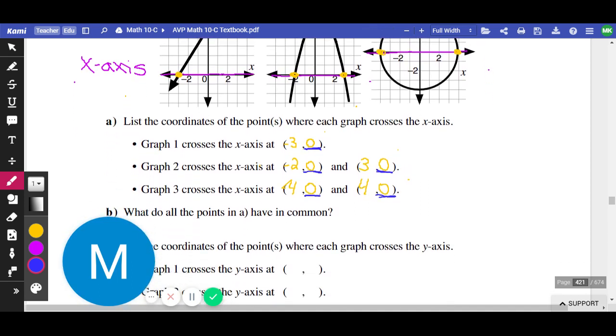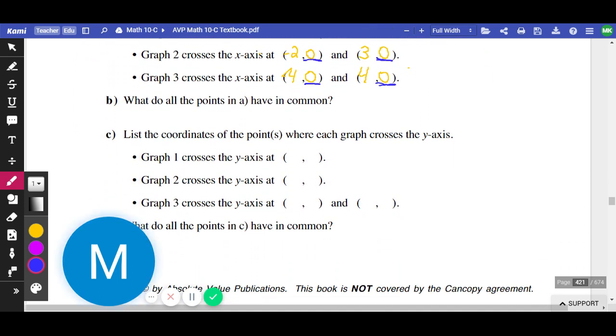That's what we're going to put right in that box. What do all these points have in common? All x-intercepts, and I write x-intercepts like this, x dash int. All x-intercepts have y equal 0. They all have an output of 0. They all have a y value of 0.